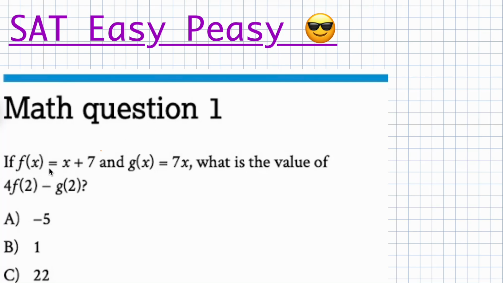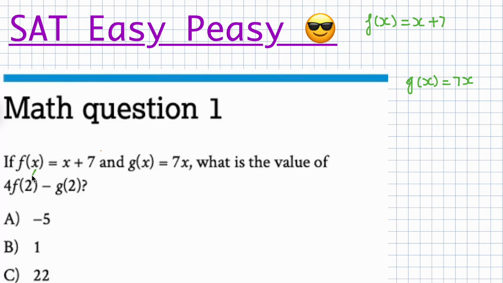If f of x is equal to x plus 7, f of x is a function where x is the input and f of x is the output, and g of x is equal to 7x. That means here we have two functions. One is f of x, which is x plus 7, and second is g of x, which is 7x. What is the value of 4 of f of 2 minus g of 2?